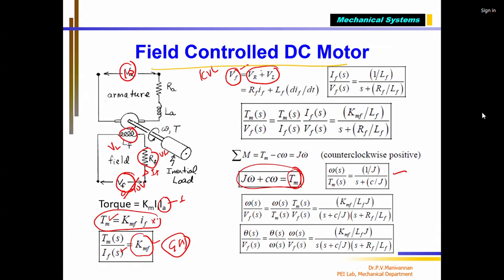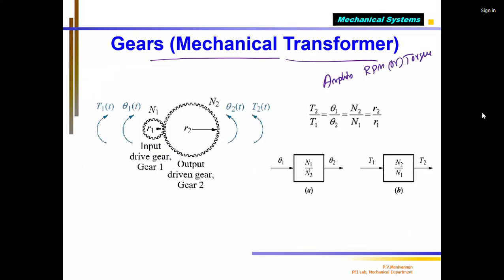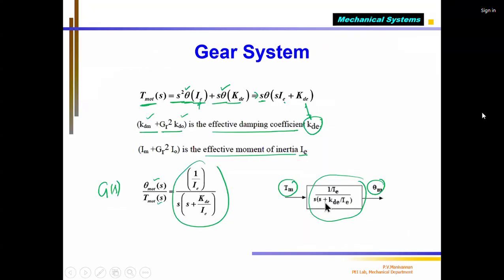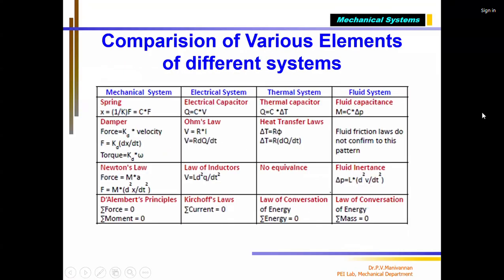Then we talked about the field control DC motor, how it works and how to get the transfer function, and armature control also we saw. Then we saw gears and gears driving the whole system. So I stop here.